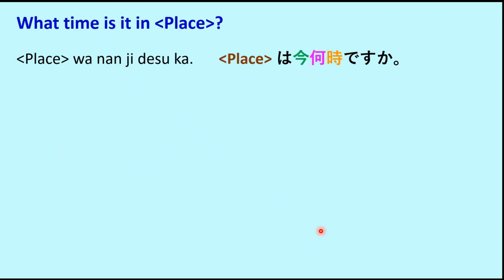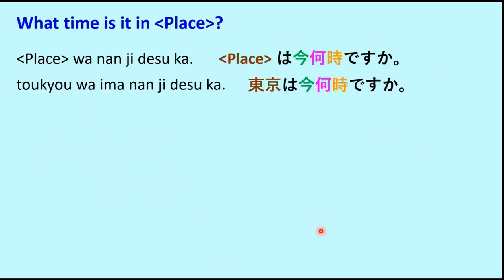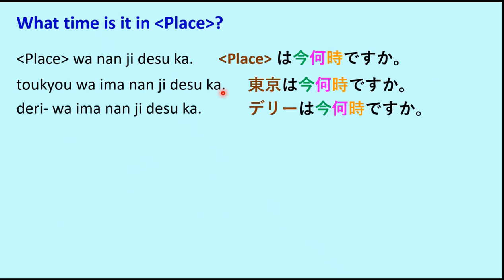So the structure of the question will be, place wa nanji desu ka? Very easy. Place wa nanji desu ka? For example, Tokyo wa ima nanji desu ka? So ima is again optional. We can also ask Tokyo wa nanji desu ka? Tokyo wa ima nanji desu ka? Deri wa ima nanji desu ka? Deri is nothing but Delhi. So Deri wa ima nanji desu ka?